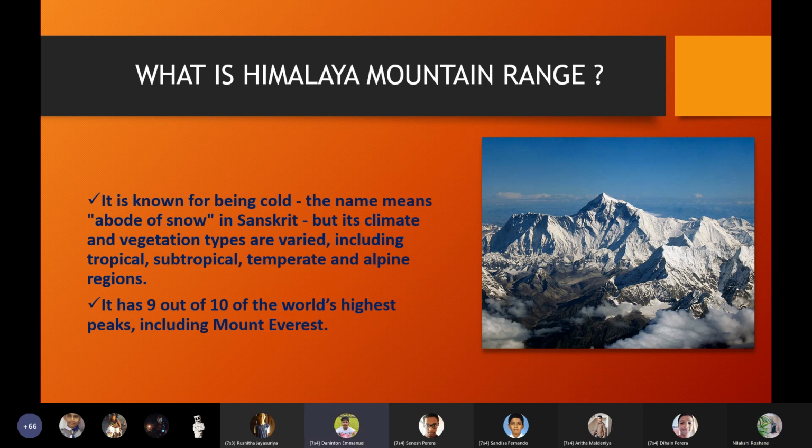It is known for being cold. The name means abode of snow in Sanskrit. But its climate and vegetation types are varied, including tropical, subtropical, temperate, and alpine regions. It has 9 out of 10 of the world's highest peaks, including Mount Everest.